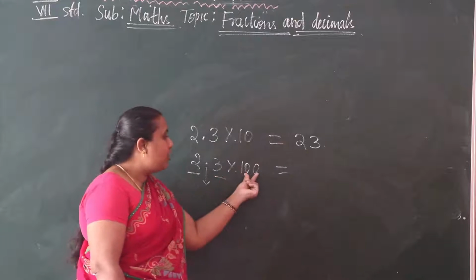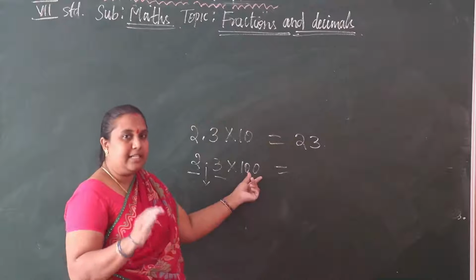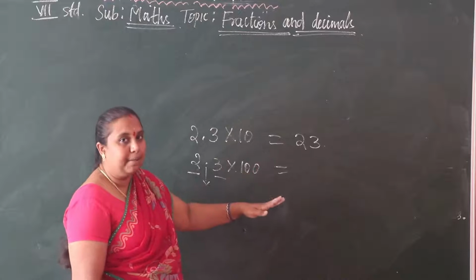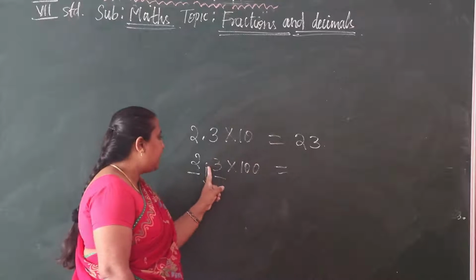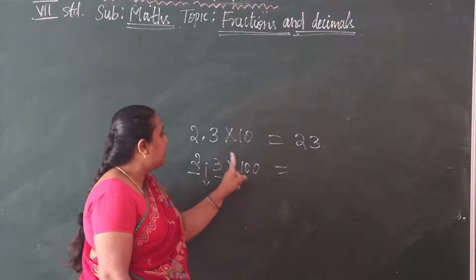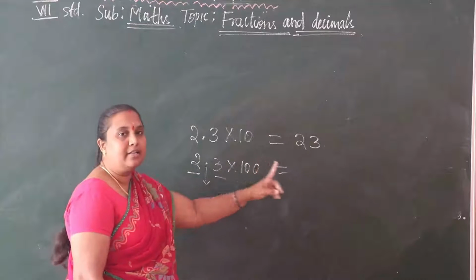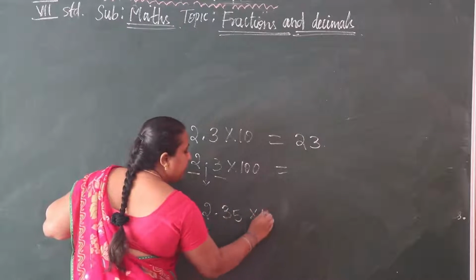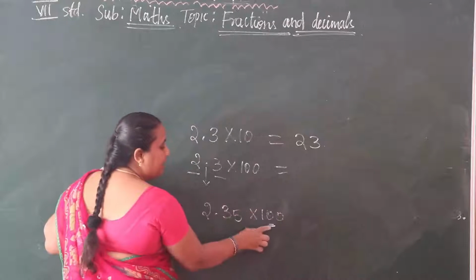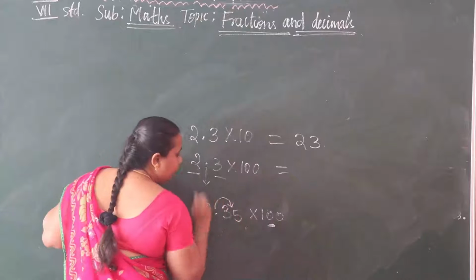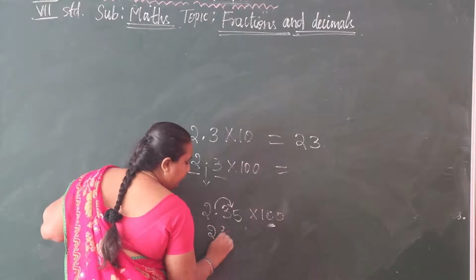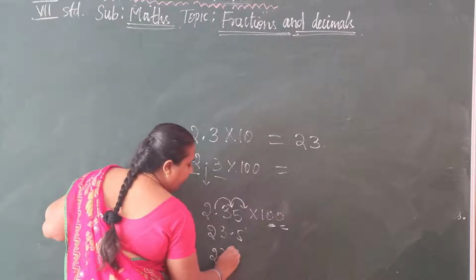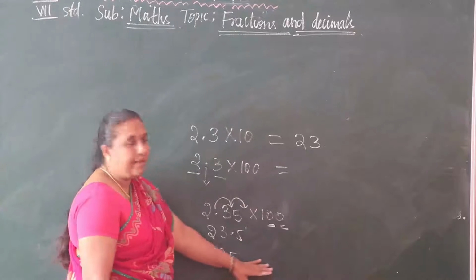These zeros displace the decimal point to the right side of the number. One zero is displacing the decimal point by one place and another zero is displacing the decimal point by another place. I will give one example: 2.35 into 100. So this one 0 is displacing this point to here, that is 23.5. But another 0 is displacing it again here, so 235. Again, there are no values after the zeros.